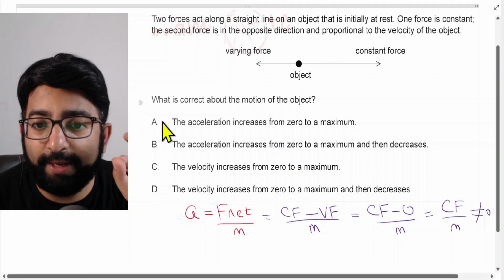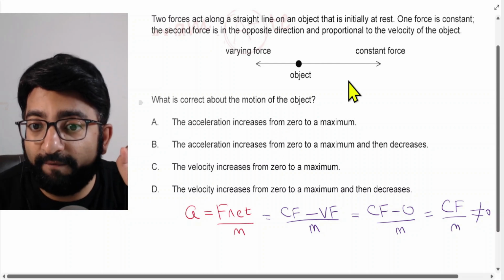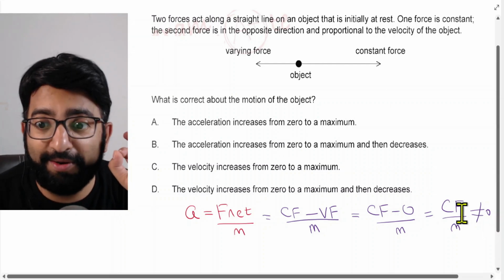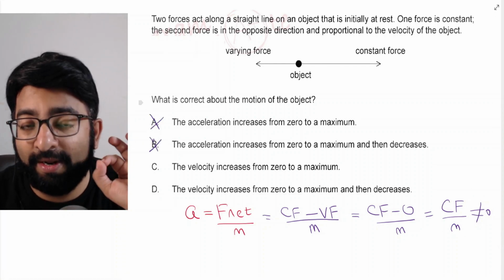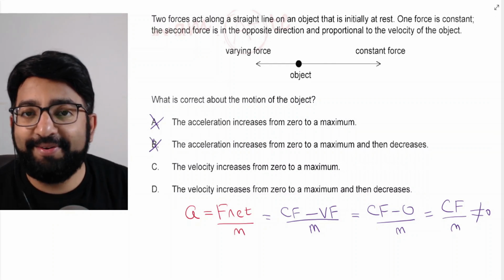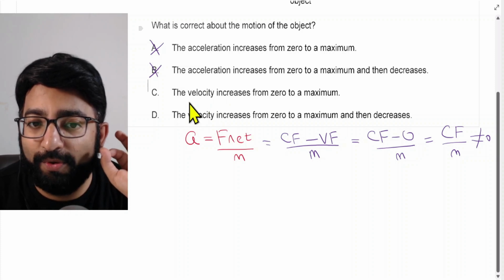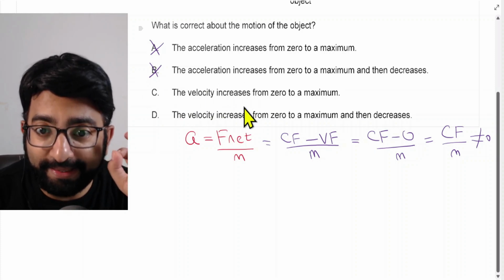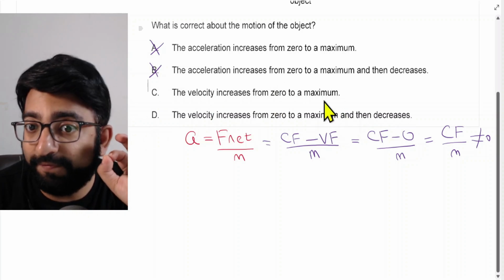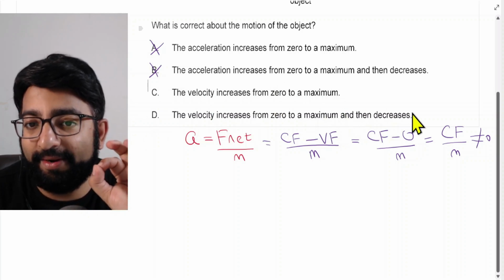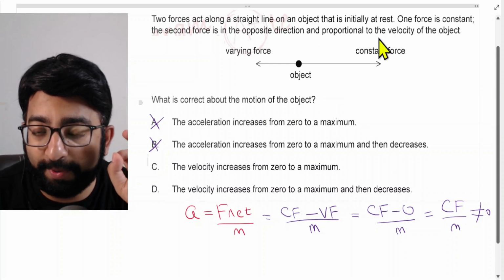Now, options A and B say that initial acceleration is 0, which violates our deduction that acceleration is not 0. Hence, A and B are definitely not the answer. We can discard A and B. All right. In options C and D, it's asking about the velocity. In option C, it's saying the velocity increases from 0 to a maximum. D is the same, but in addition, it says after it becomes a maximum, it then decreases. So we need to identify which of these cases is valid for this particular figure.